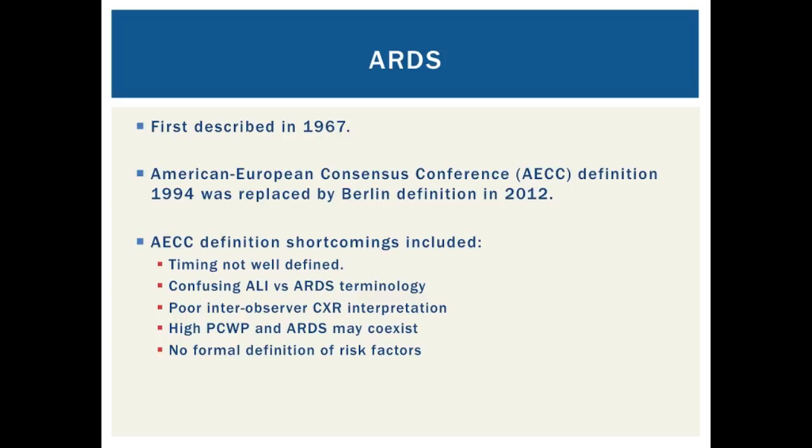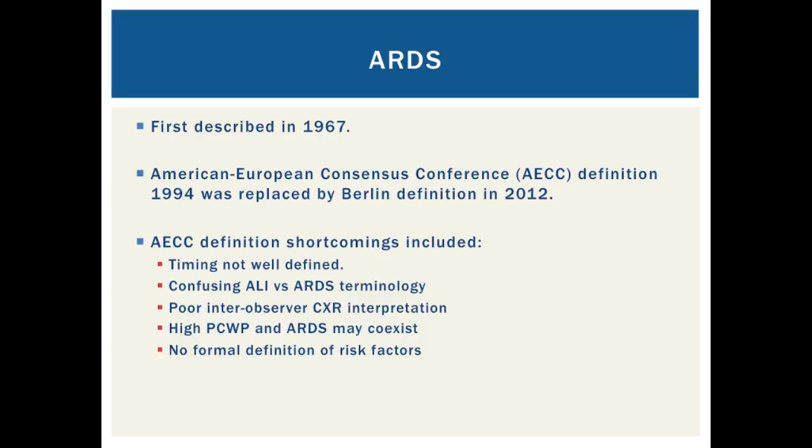Now, ARDS, it's interesting. This is a syndrome. It was first described in 1967. And up until 2012, we were using the AECC definition. And then in 2012, it was replaced by the Berlin definition. And the reason was because the AECC definition had a couple of issues. The time course for the disease was not well defined. There's this confusing terminology of acute lung injury versus ARDS. There was also, you can see here, poor inter-observer chest x-ray interpretations.